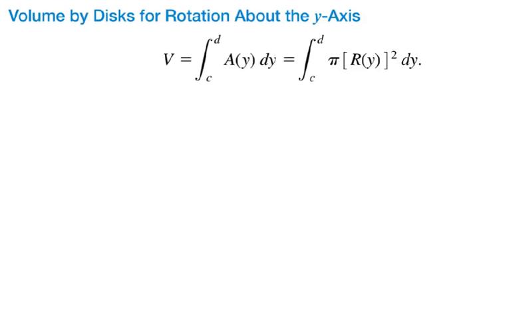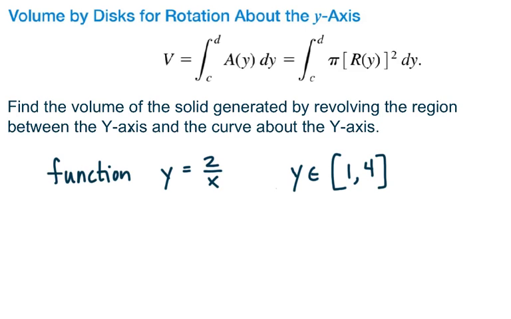So let's put the problem up. For this problem, we're going to find the volume of the solid generated by revolving the region between the y-axis and this curve about the y-axis. So the function we're given is y equals 2 over x, and we're going to be considering this function over the vertical interval where y is between positive 1 and 4 inclusive.